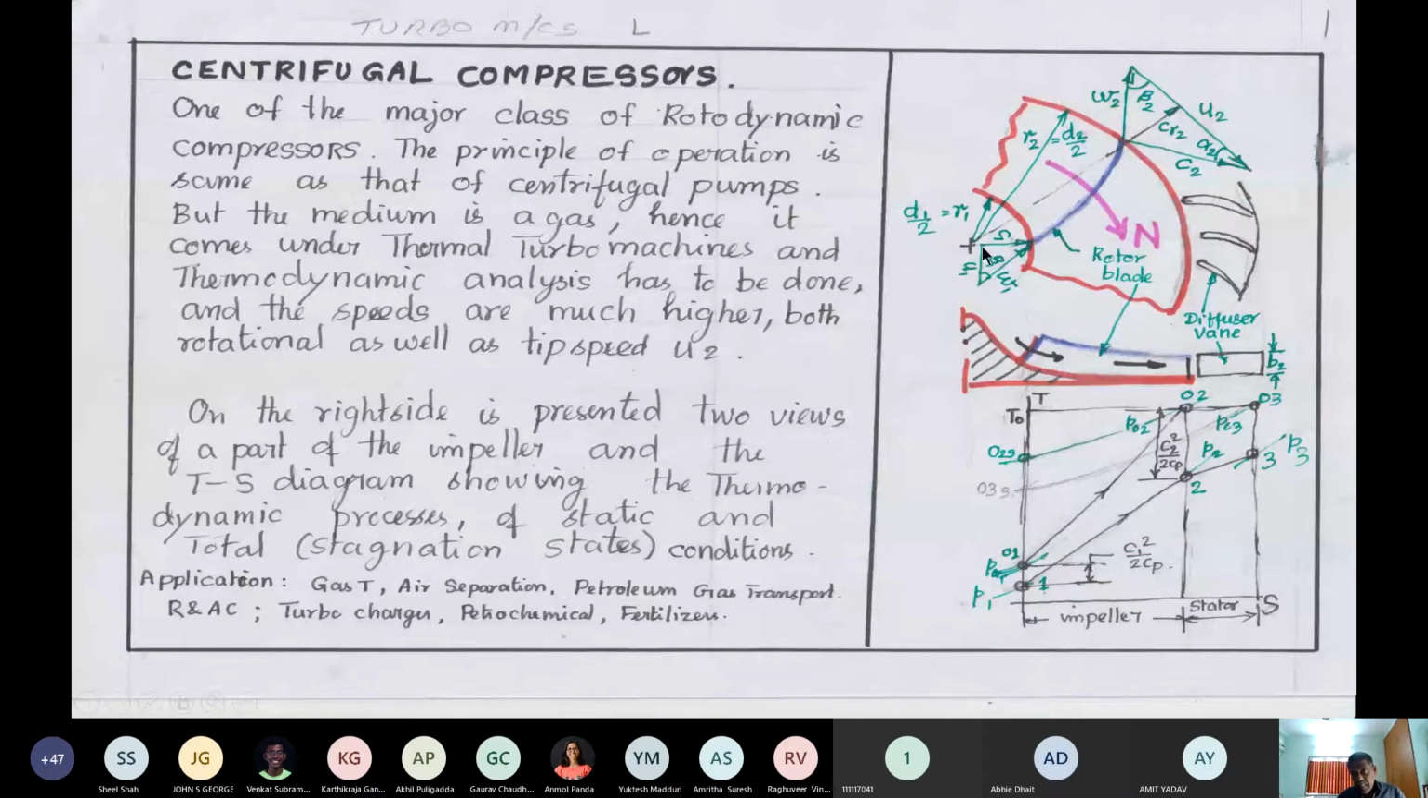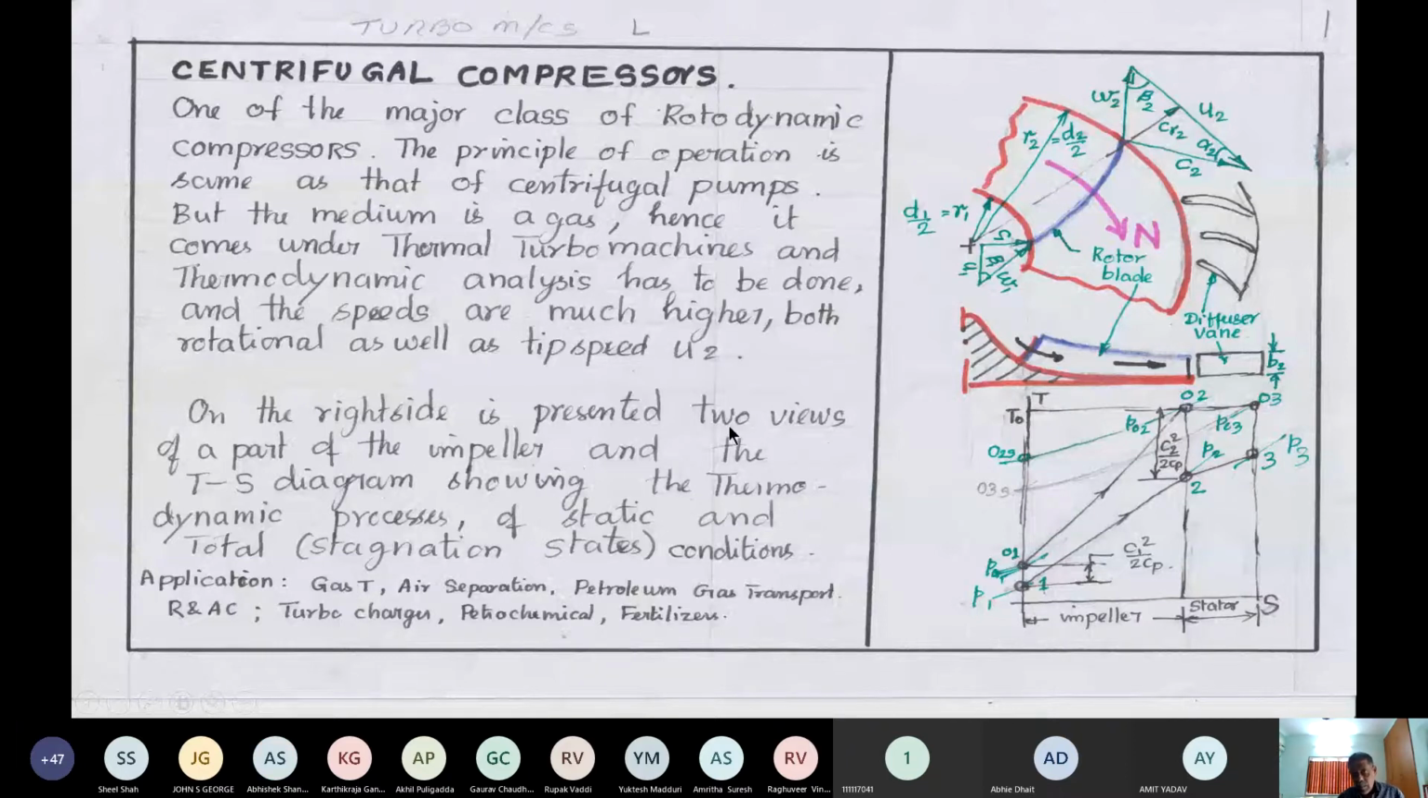See, on the right side are presented two views of a part of the impeller and the TS diagram showing the thermodynamic process of static and total or stagnation conditions.